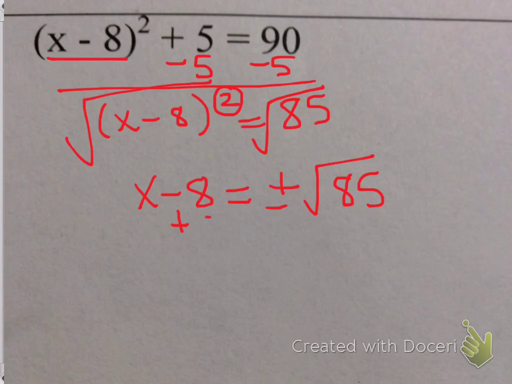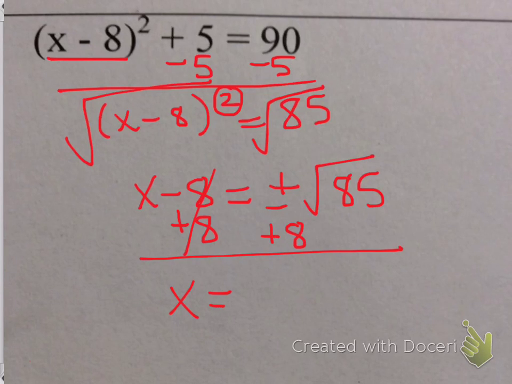To get x completely by itself now, we're going to have to do the opposite of minus 8, which is add 8 to the other side. It cancels on this side, which is what I wanted it to do. And on the other side, I'll have 8 plus or minus the square root of 85. Kind of an ugly answer, but that's what we're getting.